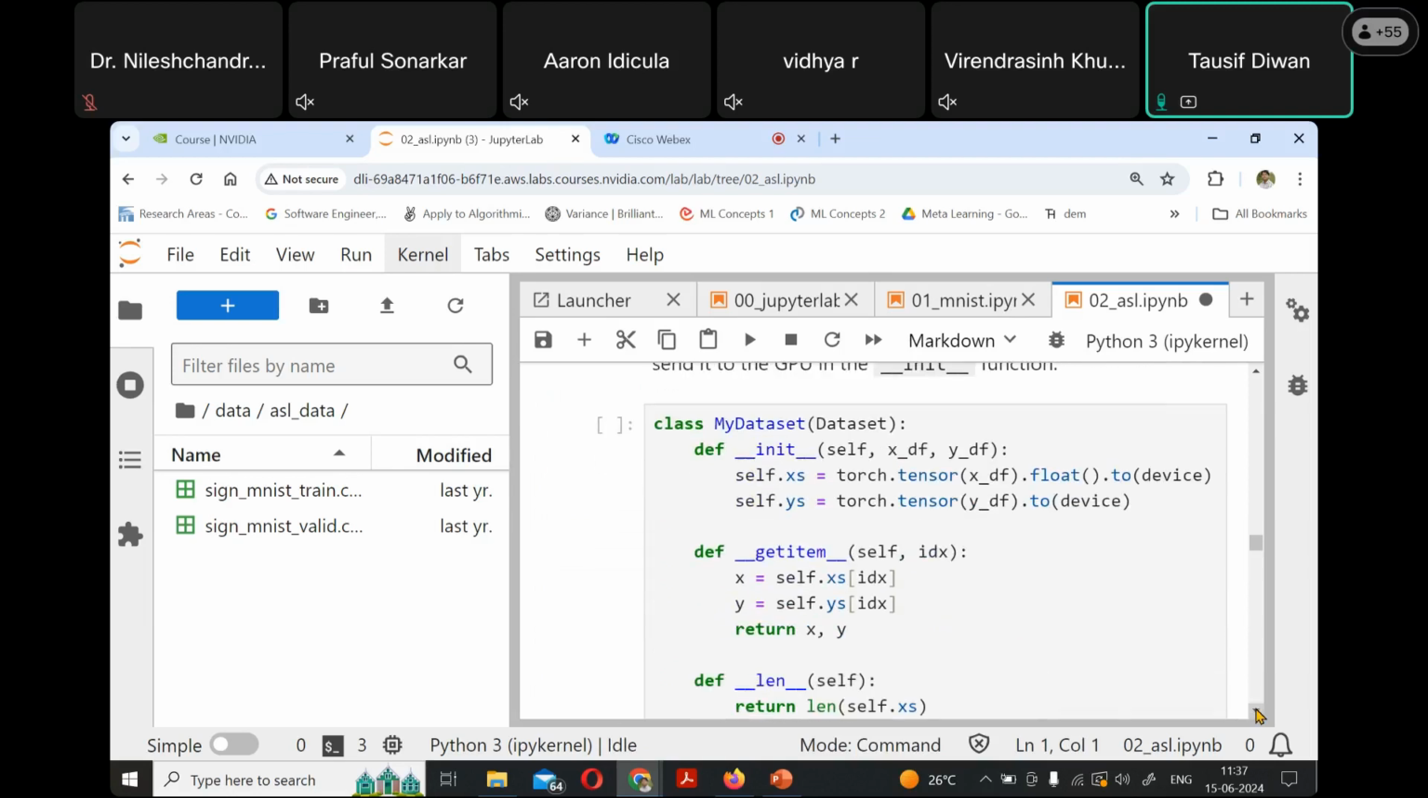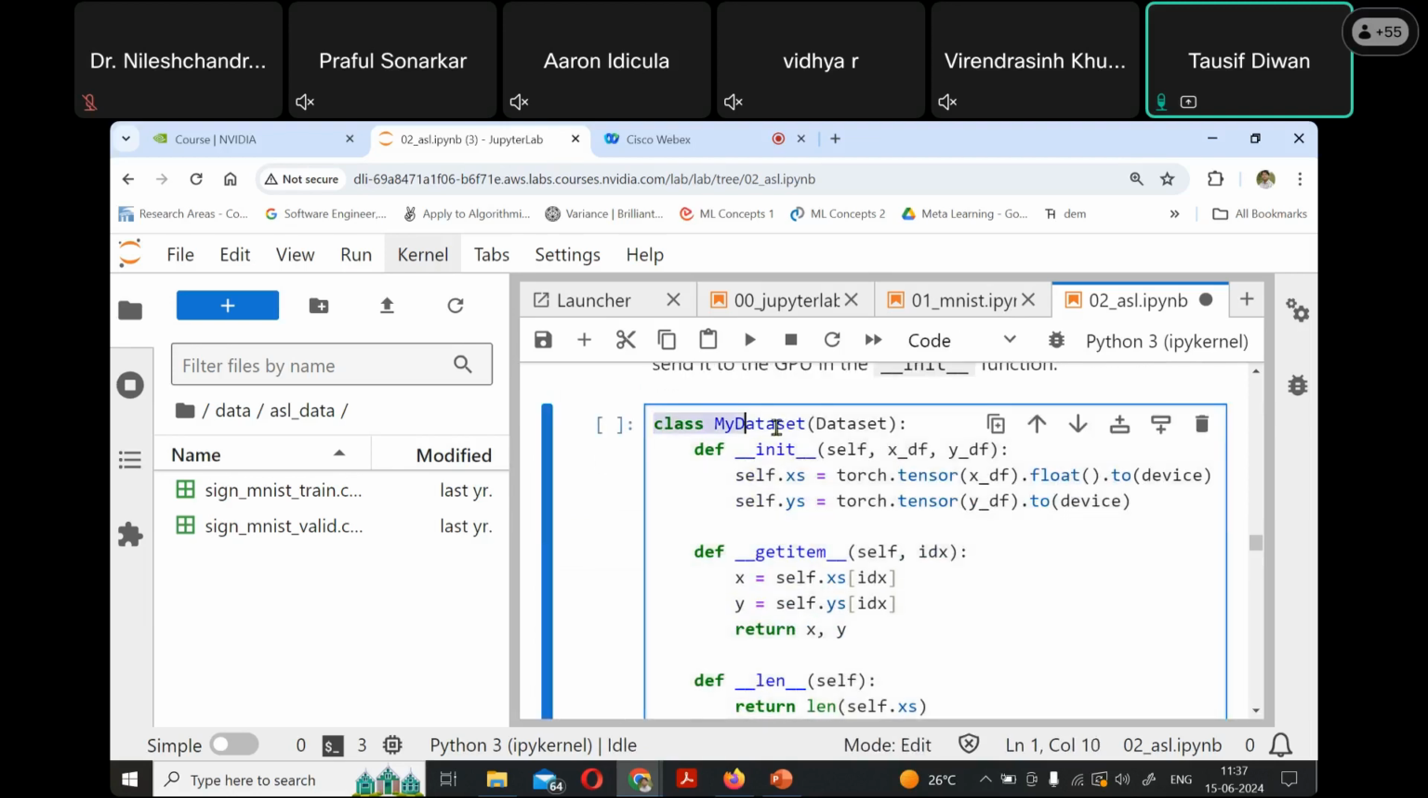So basically here we are defining one class. This is the initialization of the object. When one object is initialized with this class, these are the parameters that can be assigned, like self, xdf and ydf. So we just convert this into tensor and we also send the data to GPU.